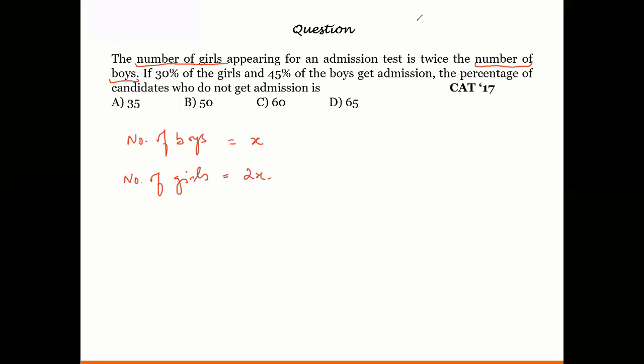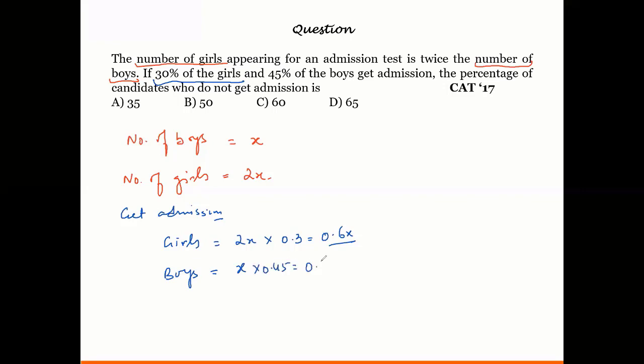Then it says 30% of the girls and 45% of the boys get admission. So how many of them get admission? This is important. 30% of the girls get admission, so 30% of 2x is 0.3 into 2x, that is 0.6x. And 45% of the boys get admission: 45% of x, that is x into 0.45, that is 0.45x, they get admission.